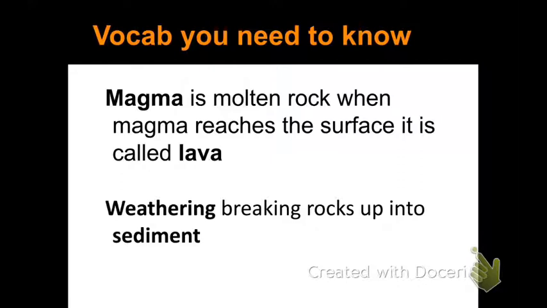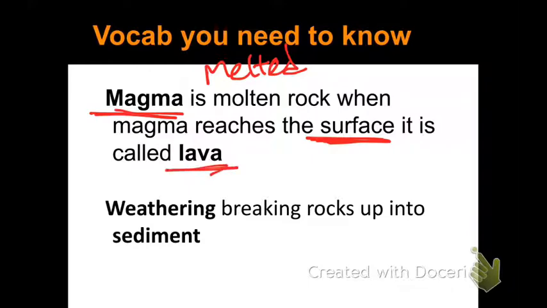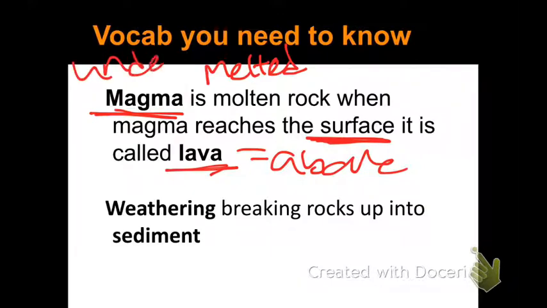So magma is your first word. This is molten rock, and molten just means melted. So make sure you know what molten means because it's probably what you'll end up seeing on the test. But magma is molten rock, and so is lava. They're both molten rock. The difference is magma is under the surface, while lava is above. So lava equals above surface, and magma equals under the surface. So when you have molten rock underground, we call it magma. And once that molten rock hits the ground, the surface, that's when we call it lava.